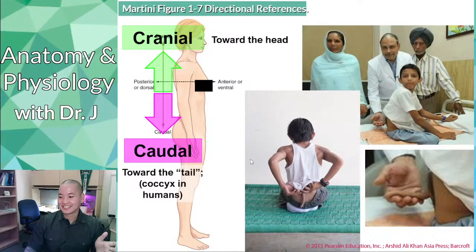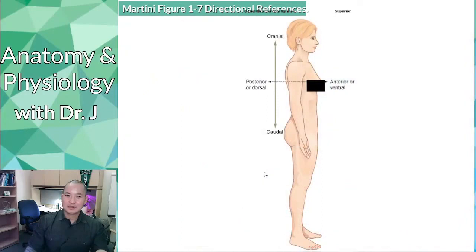So again, this is toward the tail. So cranial and caudal, these are opposites. So that's one thing you might notice. Wait, what's the difference between that and superior and inferior? Well, if you're going into veterinary science, what about superior? That's if you're talking about an animal that's on all fours, like a quadruped. Their cranial and caudal are not going to be upright like we are in humans. So even though they're the same as superior and inferior in humans, in other animals they don't mean the same thing.